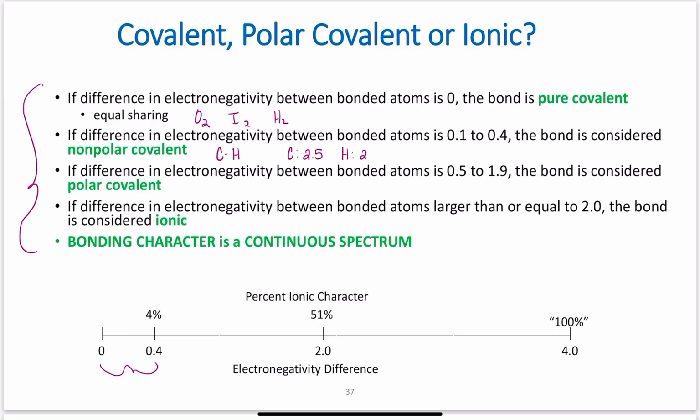Hydrogen is 2.1. The difference is 0.4. Say that this is non-polar, that neither atom is electronegative. With the difference in electronegativity between the bonded atoms, between 0.5 and 1.9, we call this polar covalent. We're still saying that they're sharing, but it's unequal now.